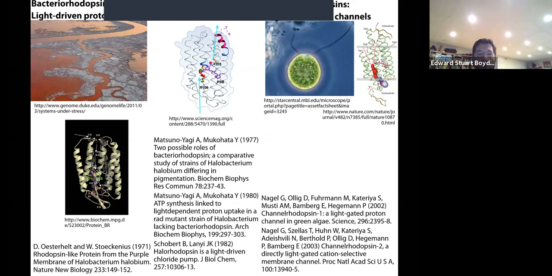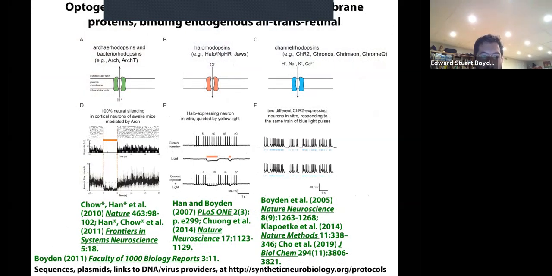To make a long story short, neurons have all-trans retinal, enough to make these molecules work. What that means is we can express these genes in a fully genetically encoded way and make neurons activatable or silenceable by light. All three of these classes have yielded molecules that let us control neurons.